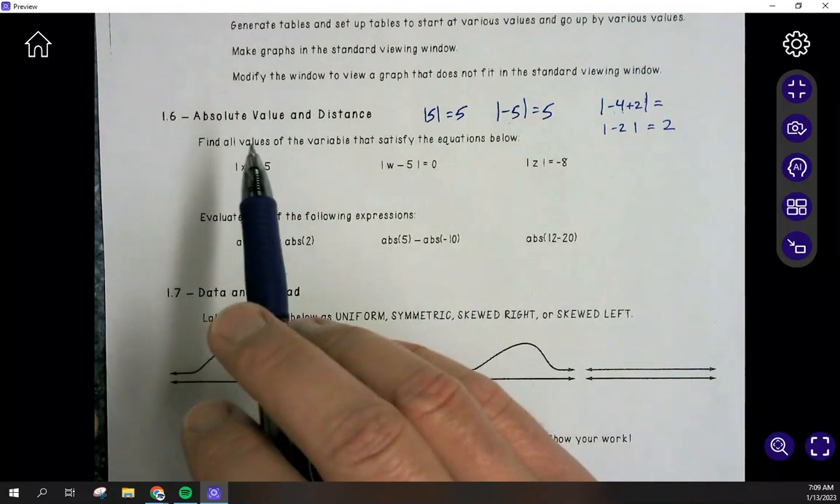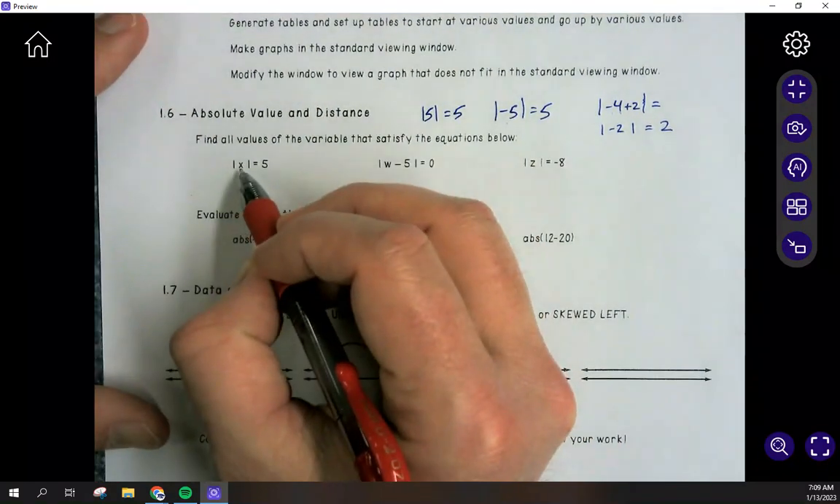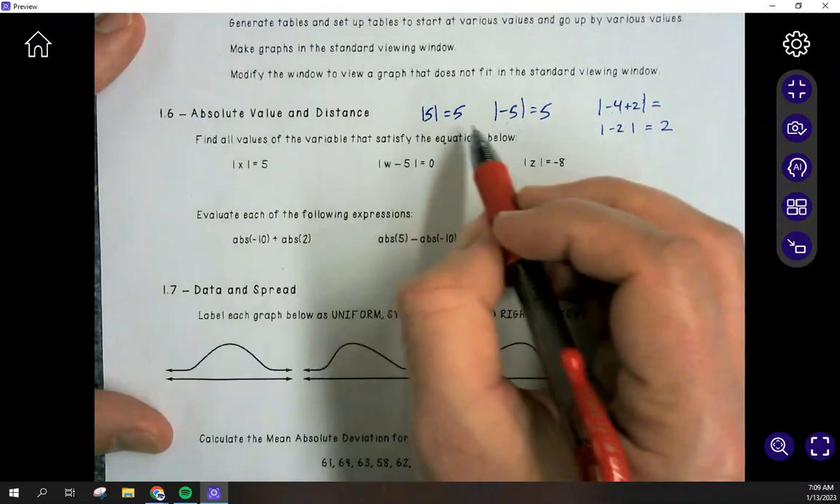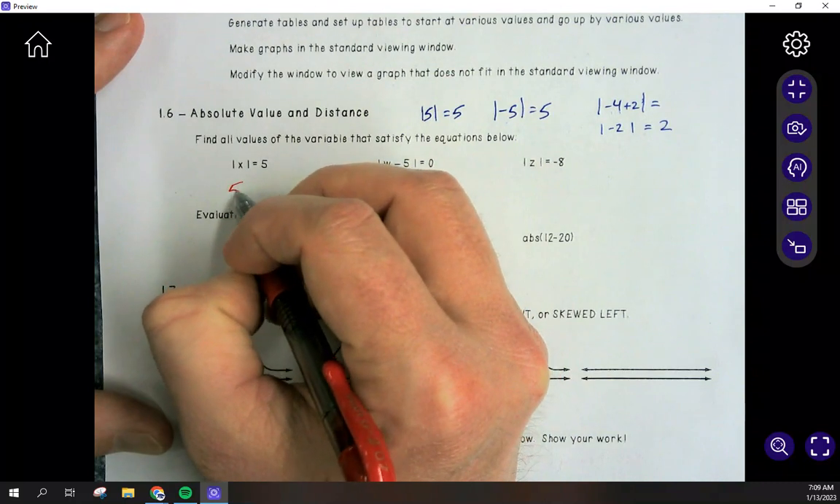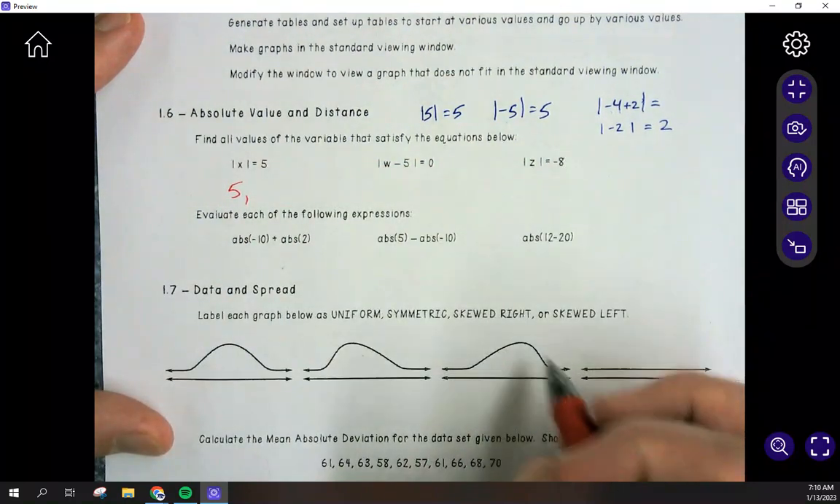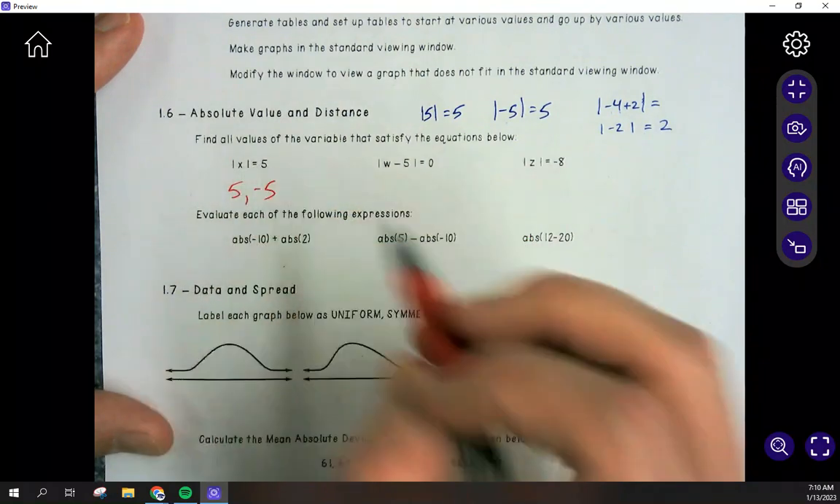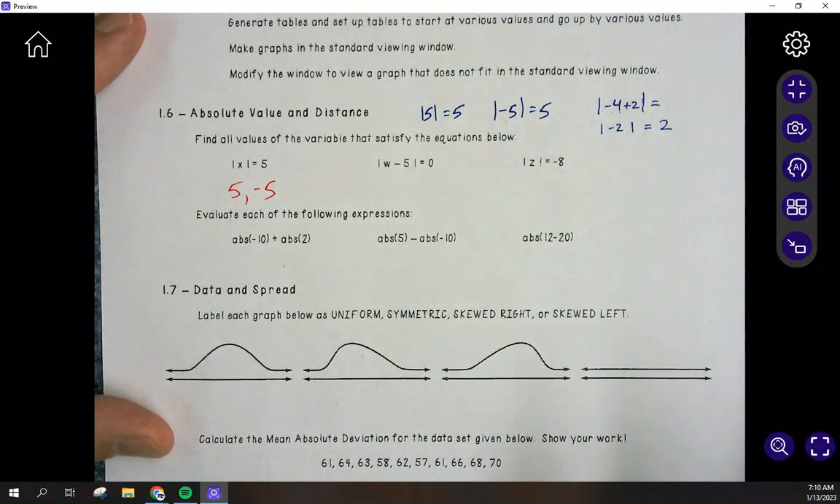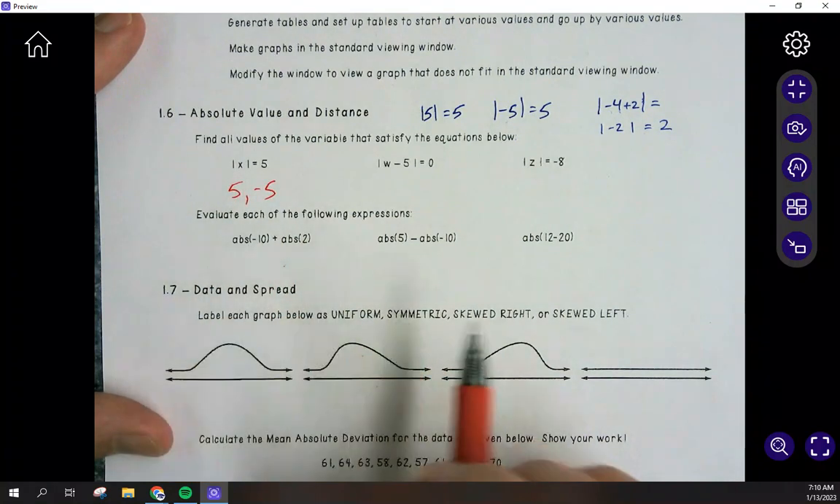Now, let's jump in. Find all the values of the variable that satisfy the equation below. So what possible numbers could be plugged in here to make this 5? We already touched on this. X could be 5, but it also could be -5. If I plug in -5 and take the absolute value, I get +5. So most of the time these have two answers.